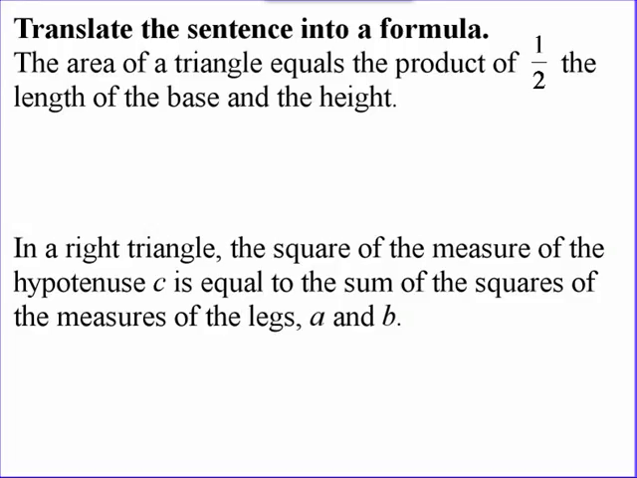Okay, here we go. Translate this into a formula. The area of a triangle equals the product of 1/2 the length of the base and the height. Area of a triangle, I can symbolize with A. Equals means an equal sign. Product means you're going to multiply. I've got a half, the length of the base, which I can symbolize with B, and height, which I can symbolize with H. So area equals 1/2 base times height.